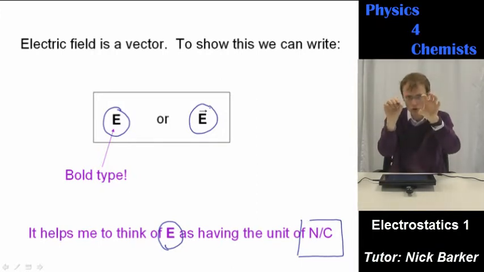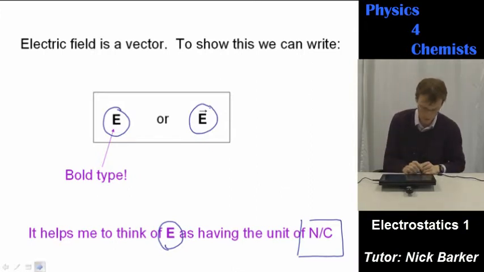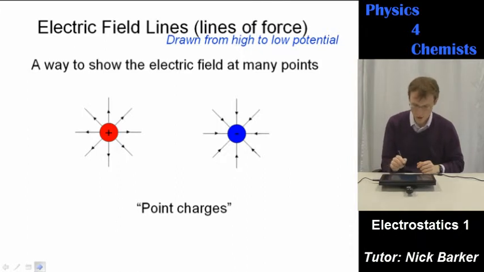In other words, you put a little charged object next to this other charged object, it will move. It will move away or towards, and it's the size of that force. Okay, that's what it's helping us to work out. A little bit for you on electrical field lines or lines of force. They're always drawn from high to low potential, and more on potential in a moment. It's a way to show the electrical field at many different points.